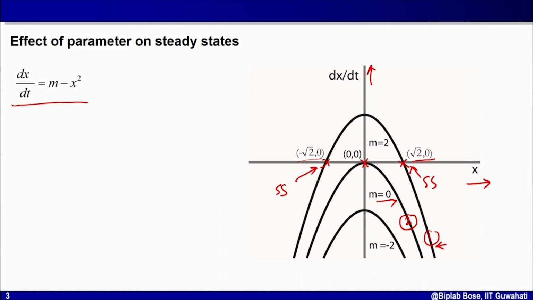When m is negative, this curve goes down further. So this is the one for m equal to -2. As you can see, this curve is not intersecting x anywhere. That means I do not have any real solution, any real steady state for this system. So I can represent the effect of m, a parameter, on the possible steady state using this type of plot.